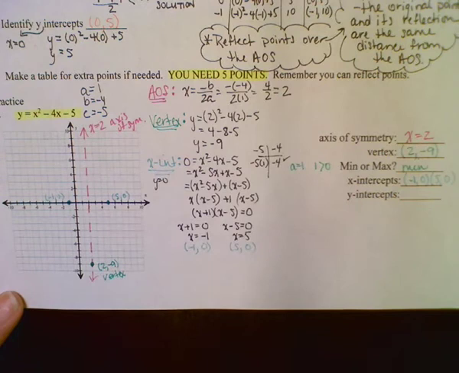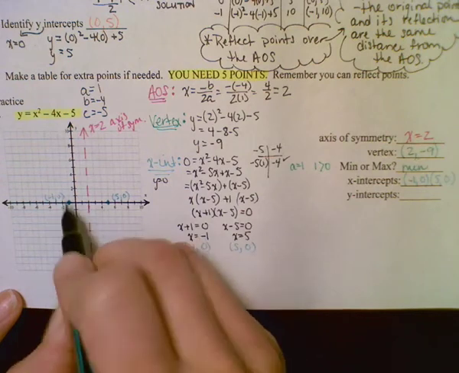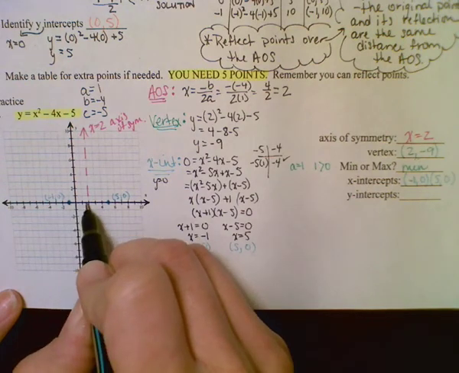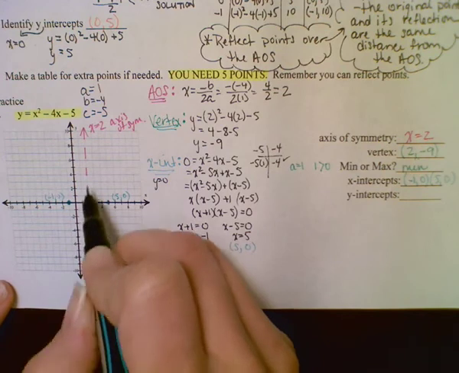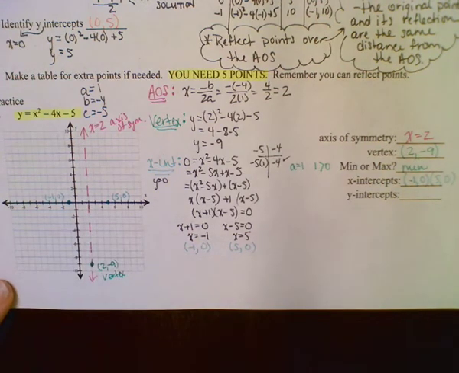And one way to check that everything is going according to plan is that those points are equidistant. So I can just count 1, 2, 3, 1, 2, 3, because remember, that's an axis of symmetry. So that's just a good little checkpoint along the way to make sure that you're on the right track.